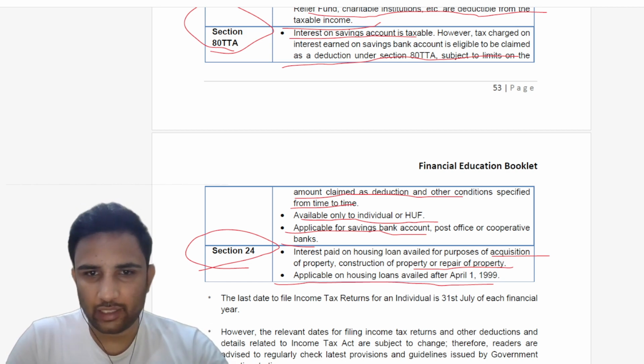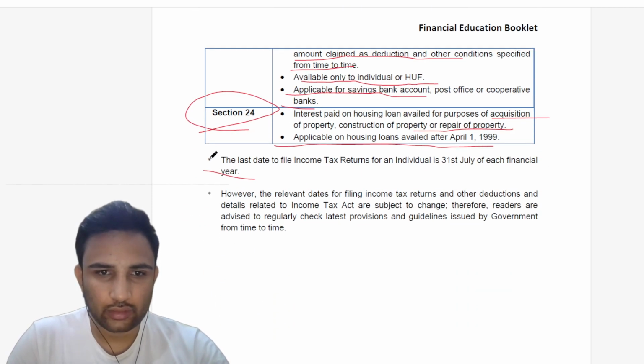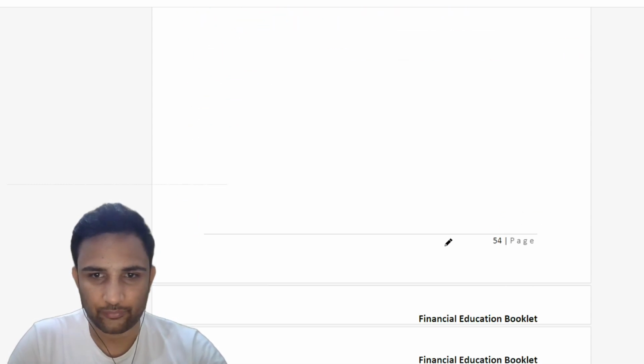The last date to file income tax returns for an individual is 31st of July of each financial year. However, the relevant dates for filing income tax returns and other deductions and details related to the Income Tax Act are subject to change. Therefore, readers are advised to regularly check the latest provisions and guidelines issued by the government from time to time.